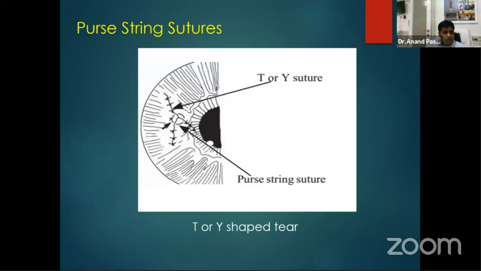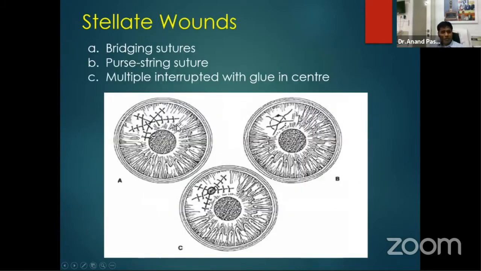In some cases we need to put purse string sutures whenever there is a Y-shaped laceration, and sometimes we may come across stellate wounds. In that case, we might need to put some bridging sutures. We might need to use purse string sutures in combination with multiple interrupted sutures.